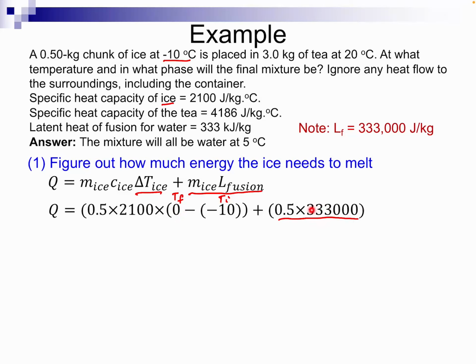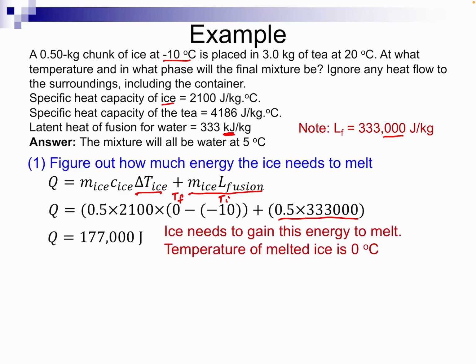So you have this latent heat of fusion. Just a note, that's in kilojoules, so that should be 333,000 joules per kilogram. So then you determine how much heat the ice needs to melt, first by raising its temperature to 0 degrees Celsius and then melting.